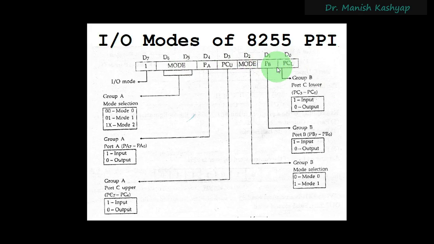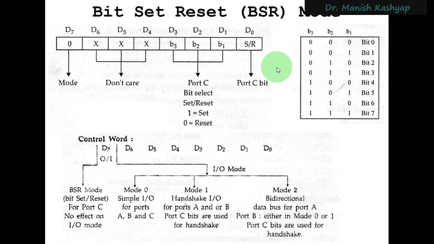So we will come to that. But let us first discuss bit set reset mode, which is called BSR mode for short, right? Now, what is the purpose of this bit set reset mode? First of all, it is used only with port C, right?